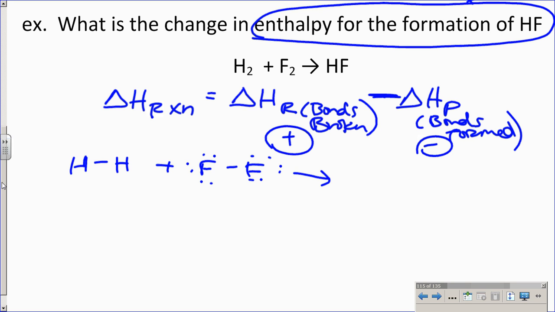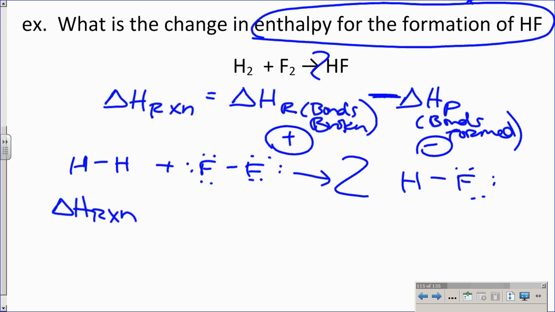yields, what's wrong with this equation? Okay, so I need 2 HF bonds. Okay, so I just did that. I counted my valence electrons and put it on here. This one's easy to draw. So the delta H reaction would be, what's the value that I'm looking for first? H and H. HH bond. You guys have that for me? 436 kilojoules per mole. Okay, 436 is for the HH bond.